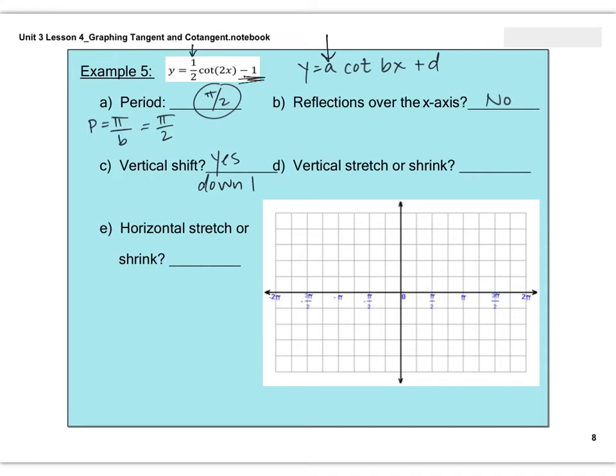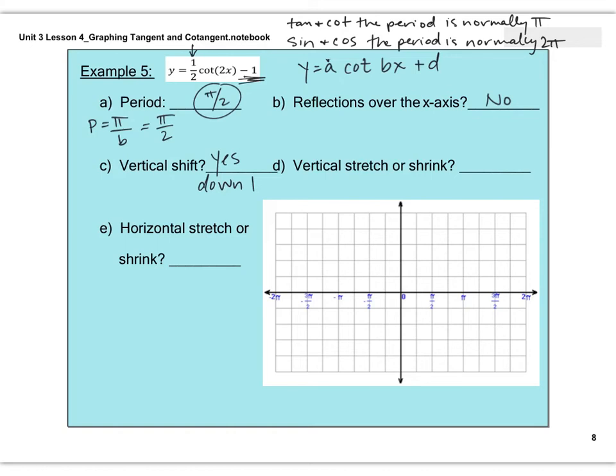Is there going to be a vertical stretch or shrink? Well, normally our period for tangent and cotangent is pi. Let's just make a note of that. So for tangent and cotangent, the period is normally pi. The other thing I want you to remember is for sine and cosine, the period is normally 2 pi. That's something important to keep straight when you're graphing these things.